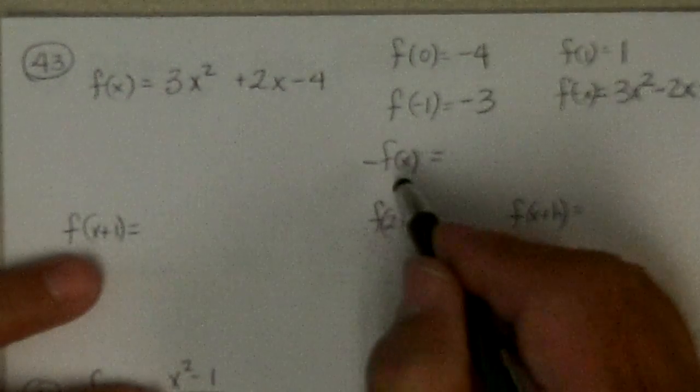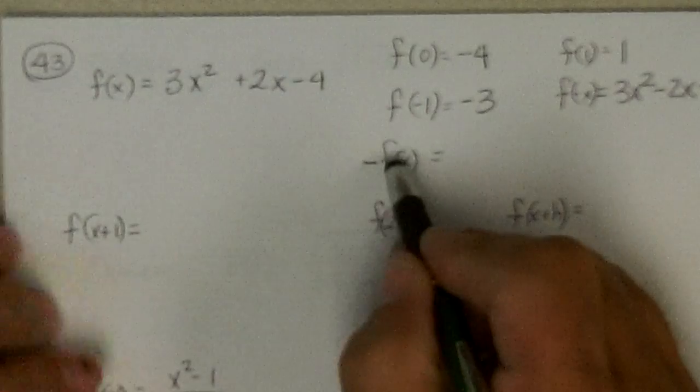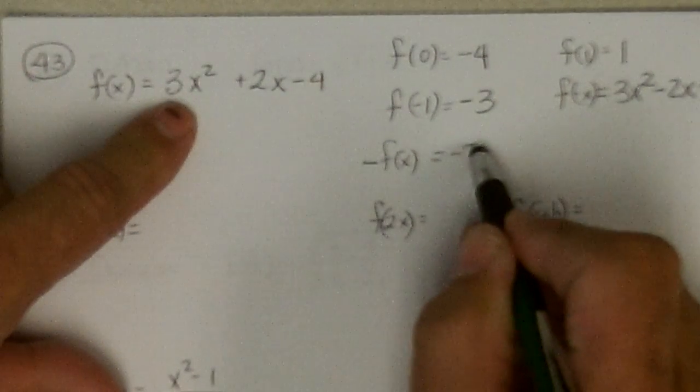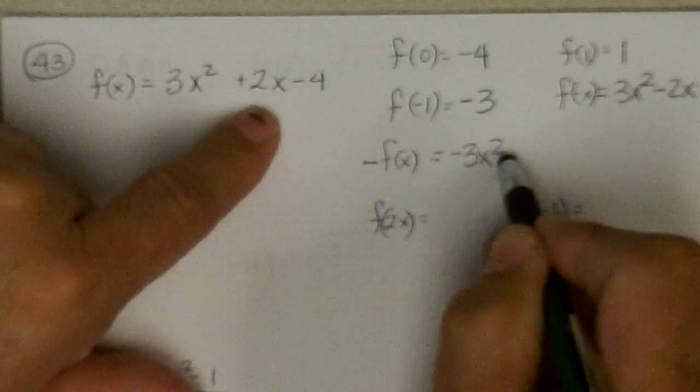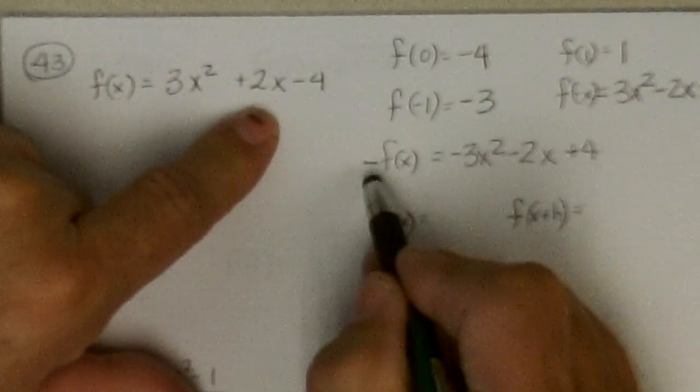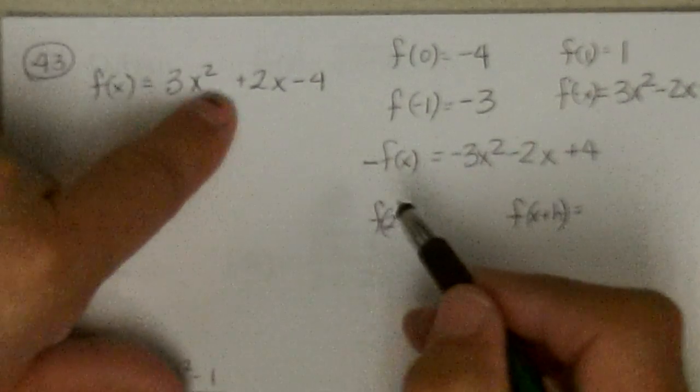What do I get when I put in a negative in front of the f of x? That means in front of all this, I get negative 3x squared, I get a negative 2x, and I get a plus 4. It says take the opposite of whatever I had.